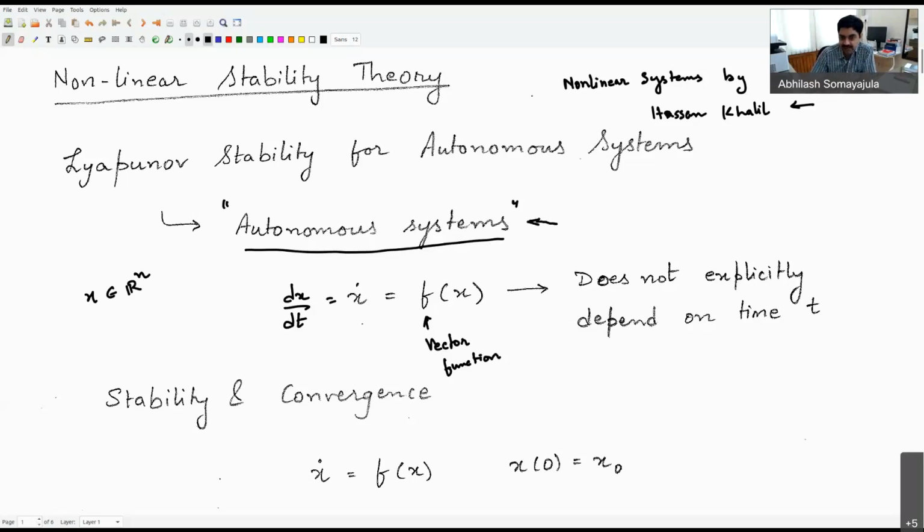Whereas whenever I have a system which looks like x dot is equal to f of t comma x, where an explicit variation of time is coming into the picture, then such systems are called non-autonomous systems. Everybody with me? Yes, sir. Okay. All right. So these systems are called non-autonomous.